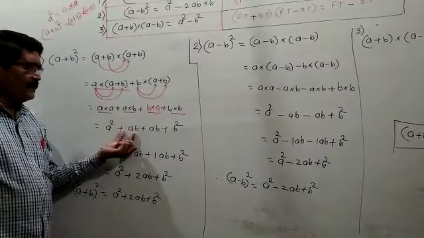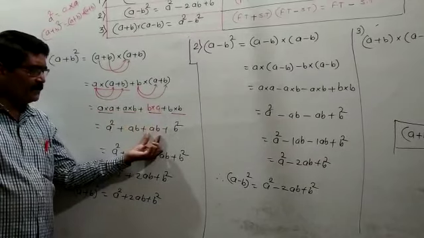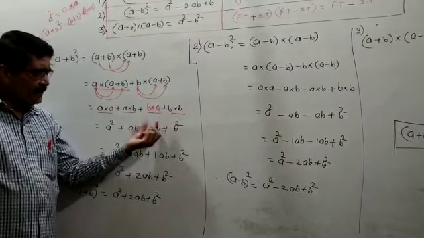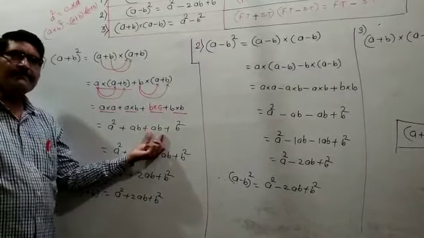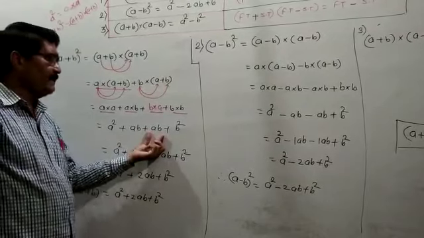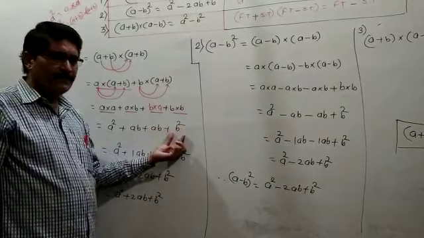A multiplied by b is equal to ab. A multiplied by b is equal to ab. Alphabetically a will come first, that's why don't write ba, you have to write this as ab. And b multiplied by b is equal to b square.